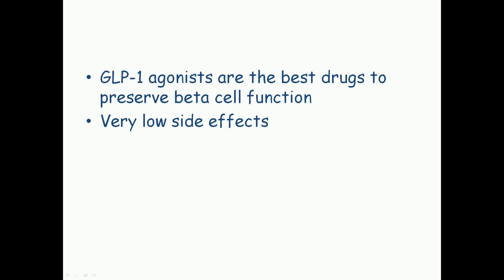GLP-1 agonists are the best drugs to preserve beta cell function. This is a very important thing to know. So if you want to preserve the beta cell function of the pancreas, GLP-1 agonists are the best choice. They also have very low side effects. This is a must-know fact.